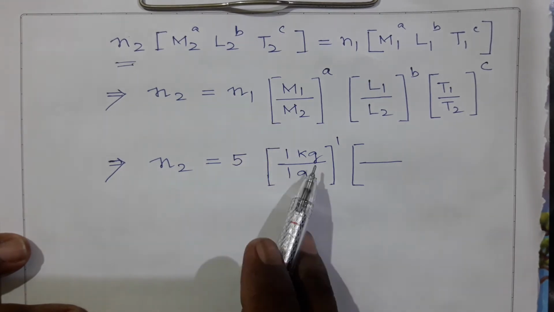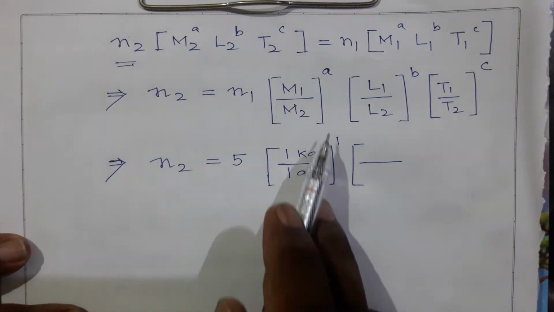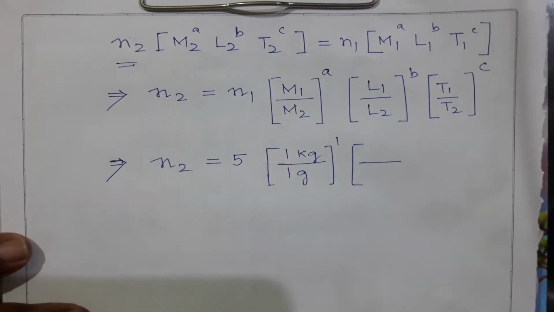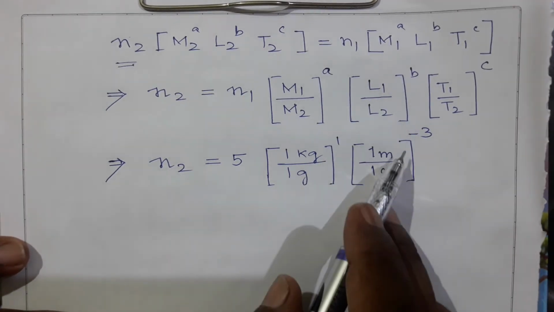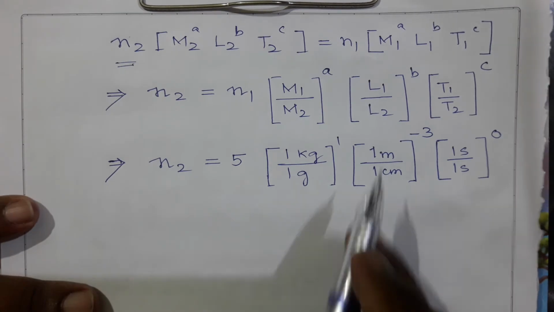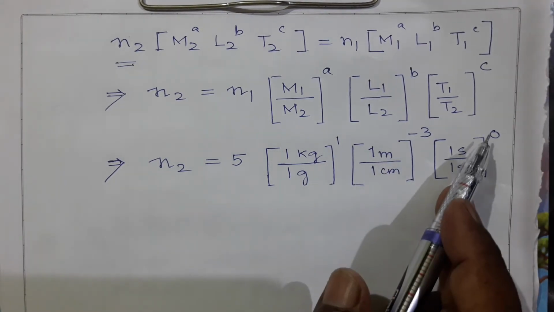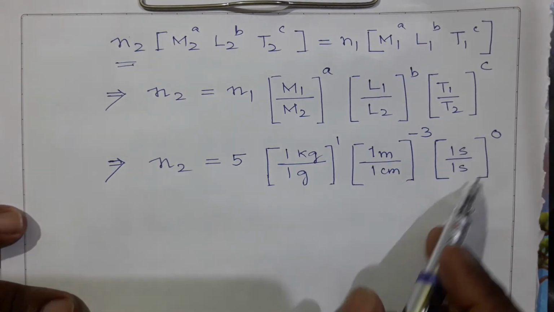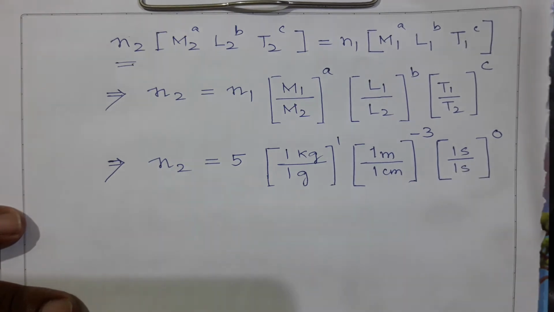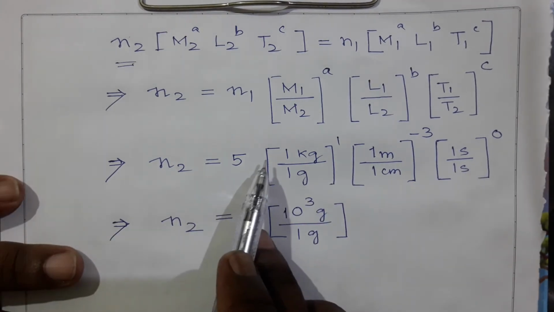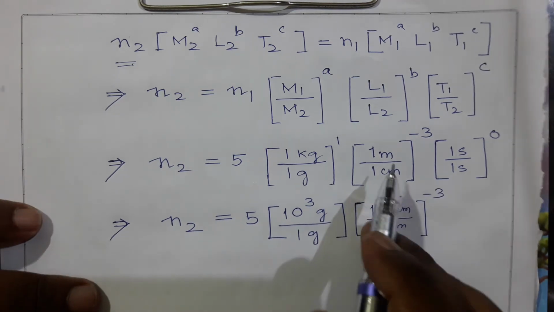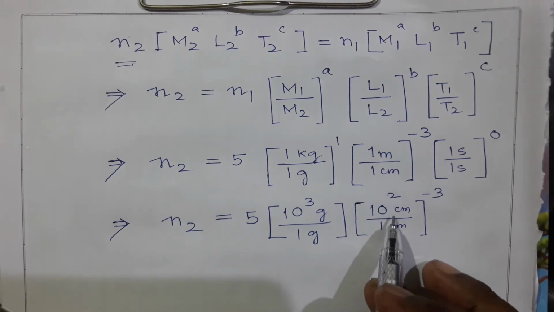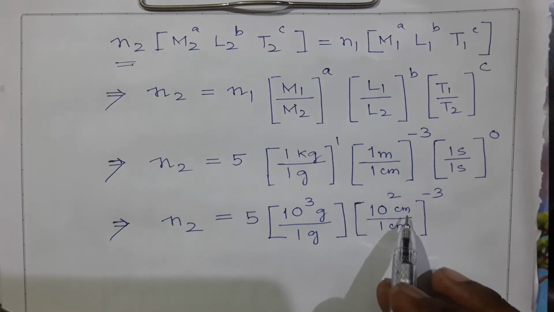Mass M1 is 1 kg, M2 is 1 gram, A is 1. Here L1 is 1 meter, L2 is 1 centimeter and B is -3. And the last, T1 is 1 second, T2 is 1 second and C is 0. This will become 1, something to the power 0 is 1. Now 1 kg is 1000 gram or 10 to the power 3 gram. 1 meter is 100 centimeters, so 10 to the power 2 centimeter.